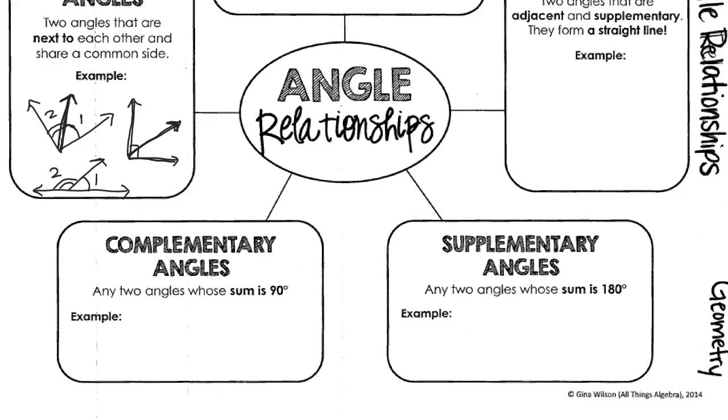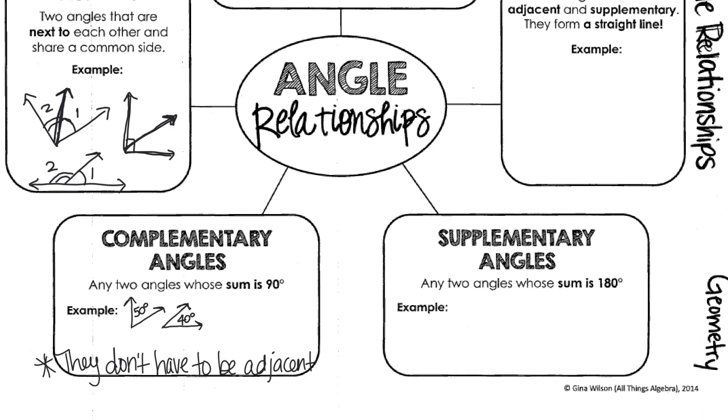Complementary angles are two angles whose sum is 90 degrees. And these don't have to be adjacent. So I could have an angle that's 50 degrees, and then a complementary angle to that would be one with 40 degrees, because together they add up to 90. And they could be together, they just don't have to be attached. So another example is here I have this right angle, and so 35 and 55 together gives you 90.